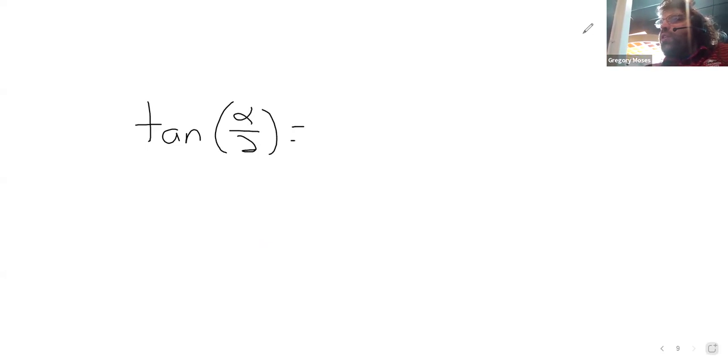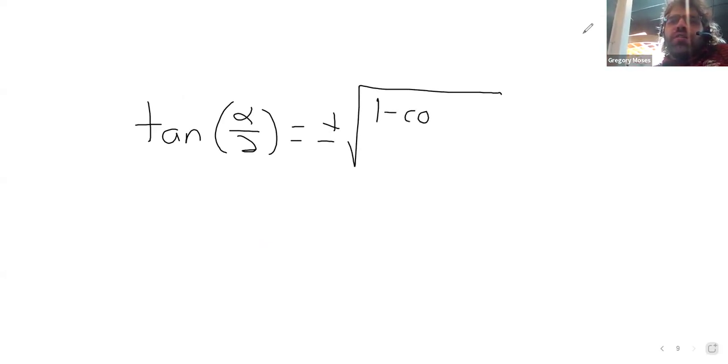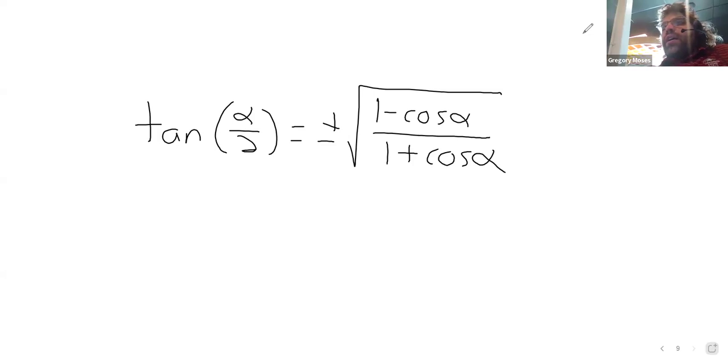Then finally, the tangent. And as always, the formula for the tangent is messier than the other formulas. And those are the half angle formulas.